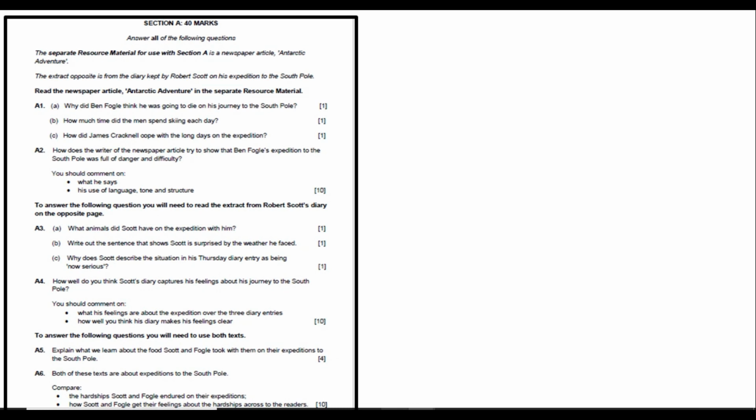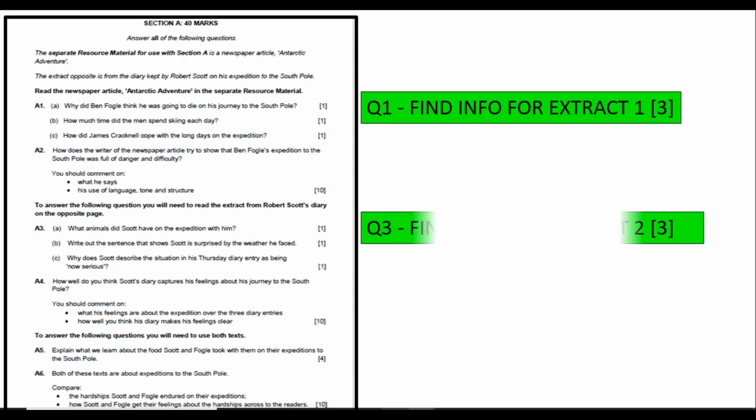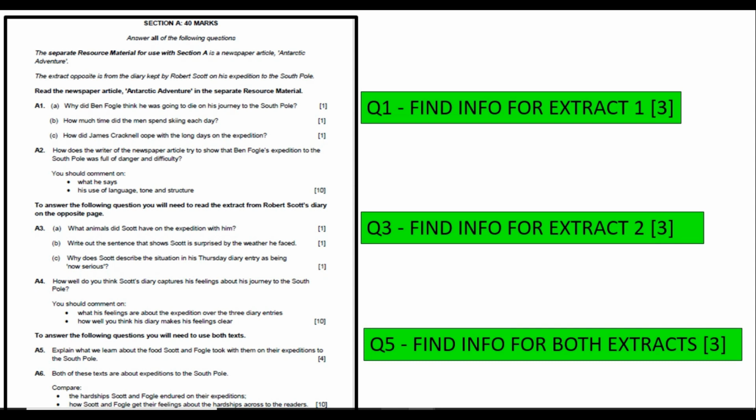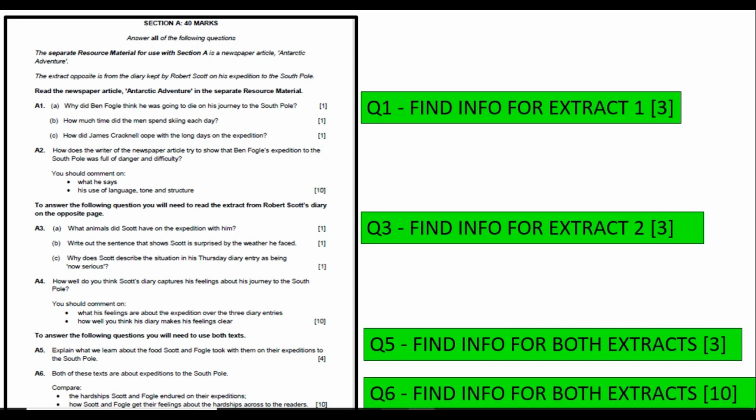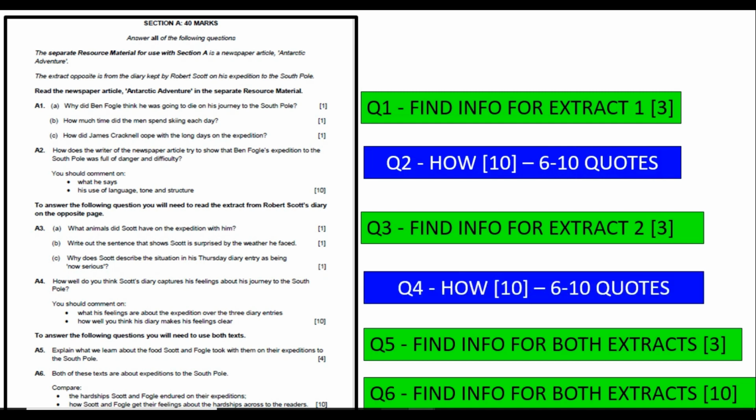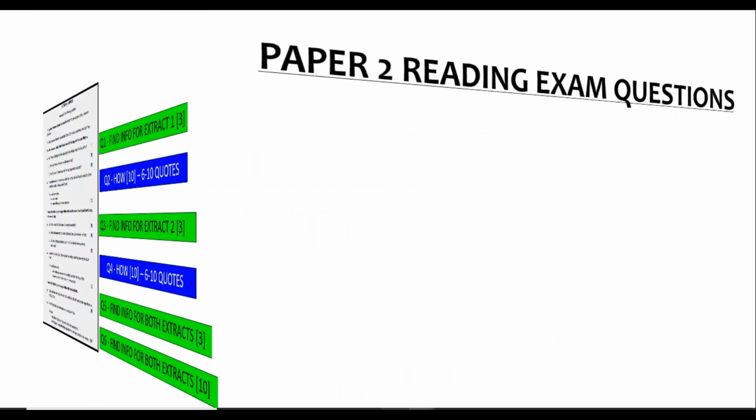In this video, for people looking for grade 4 to grade 6, you get 2 easy questions where you've got to find information from both texts. Then in question 5, you have to find information for both texts. And then question 6, you have to find information as well. And you have the option of doing PEEs. In question 2 and question 4, the how questions, you need to do PEEs and try to talk about 6 to 10 quotes.